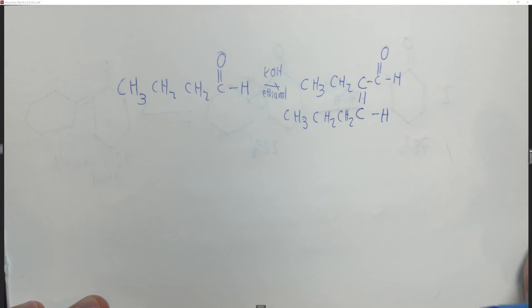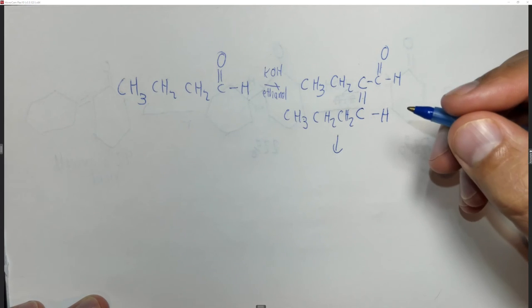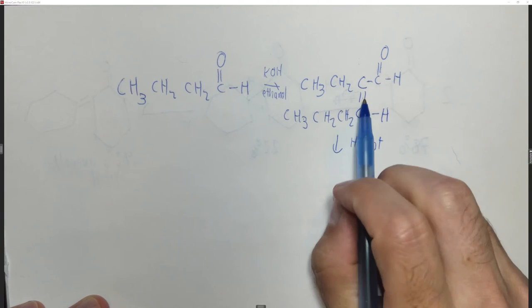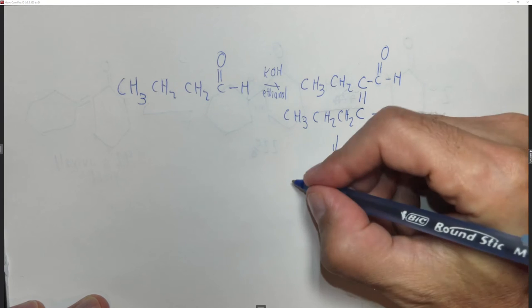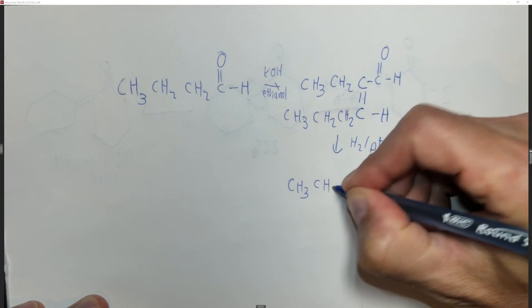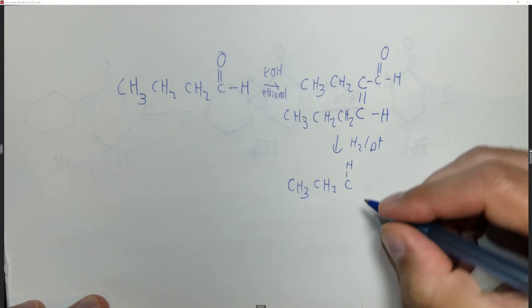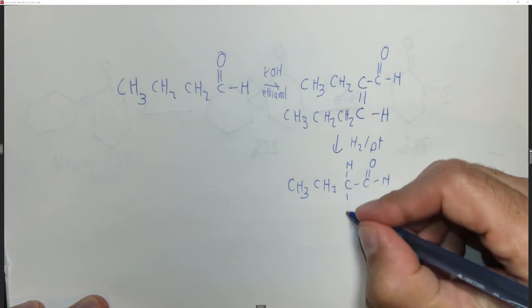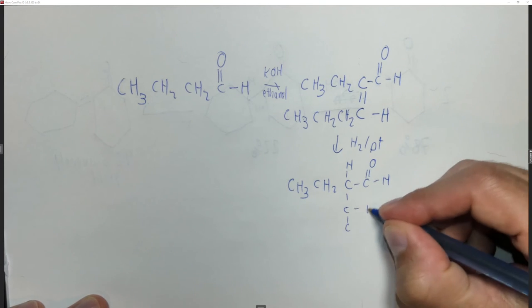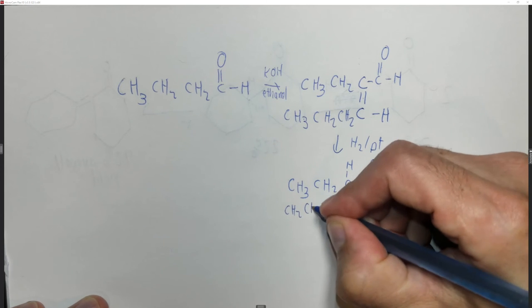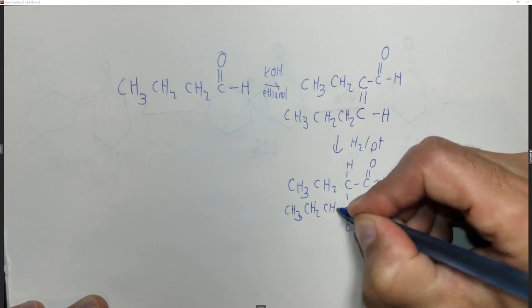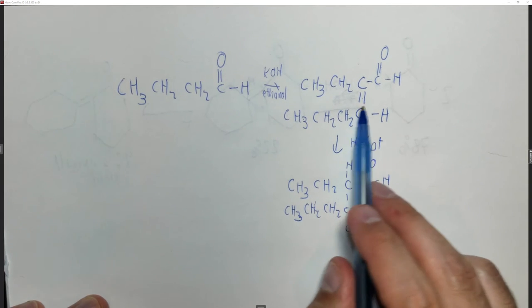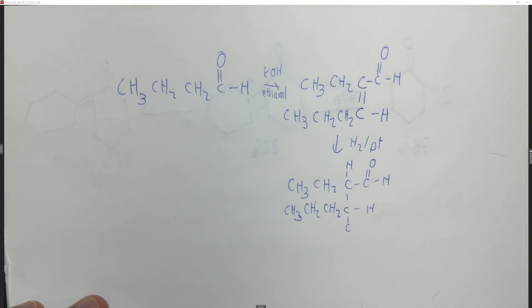dehydration occurs. Well, let's say that we then take this molecule and we add hydrogen and platinum. And you may remember from your alkene chemistry that this will hydrogenate this bond. So we could have CH3, CH2, C, now bonded to an H, bonded to a C, double bond O, bonded to an H. So this becomes a single bond. Now bonded to a C, bonded to an H, bonded to an H, bonded to a CH2, CH3, CH2, CH2. Okay, like that. So hydrogen and platinum can hydrogenate or add hydrogen to this double bond.